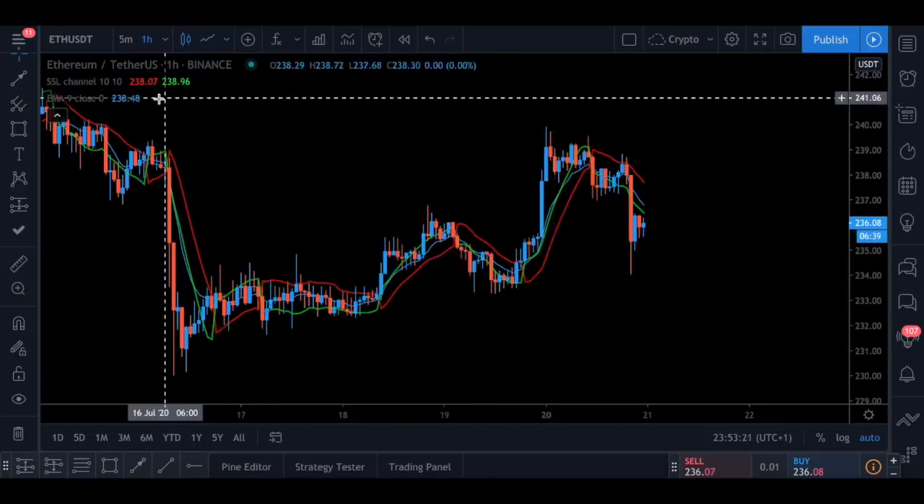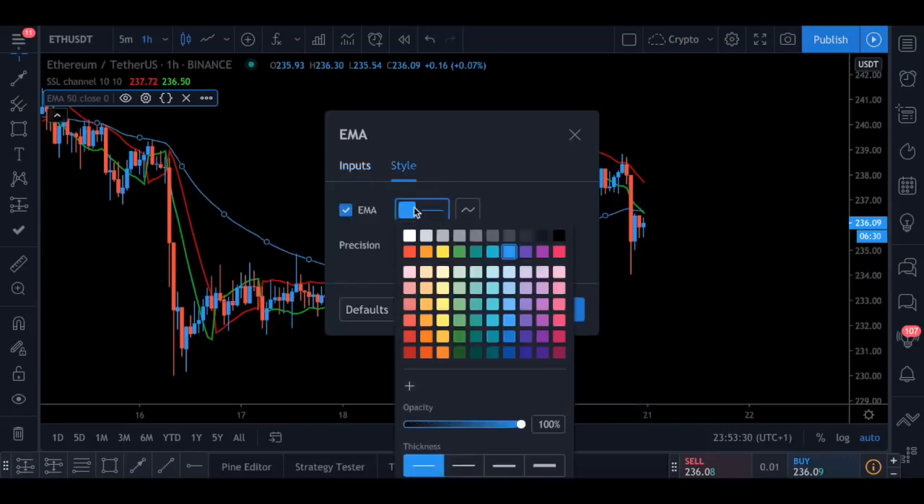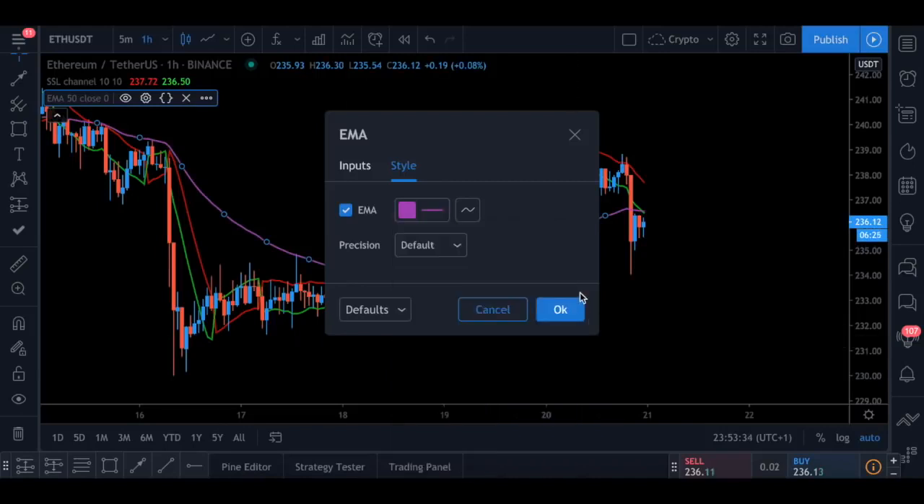Perfect. Now we're going to go to the EMA and we're going to do the same thing, but we're not going to keep this one the same. We're going to turn the 9 and we're going to change it to 50. So 50 for that, and personally my preference is to make it kind of pinky purple and embolden it a little bit more.